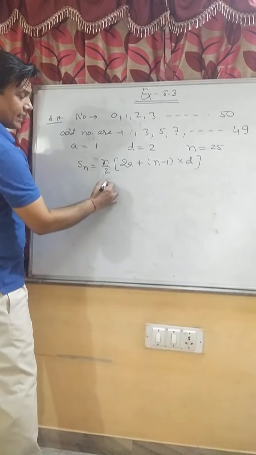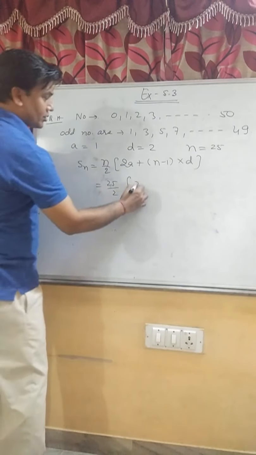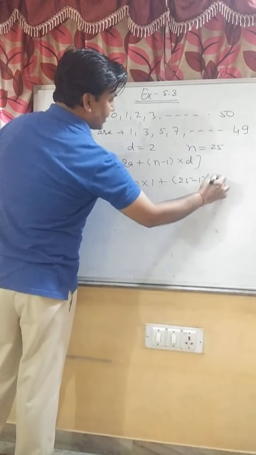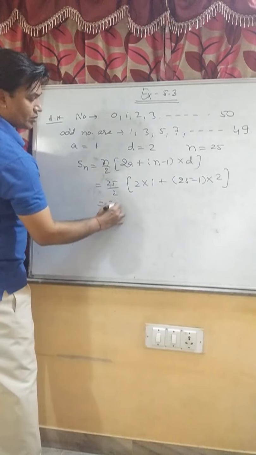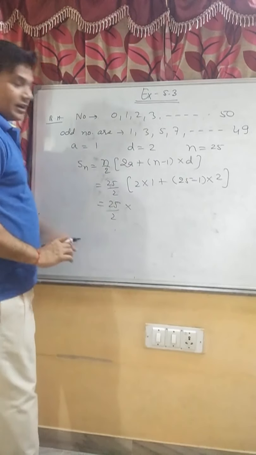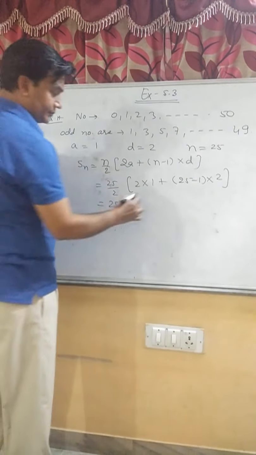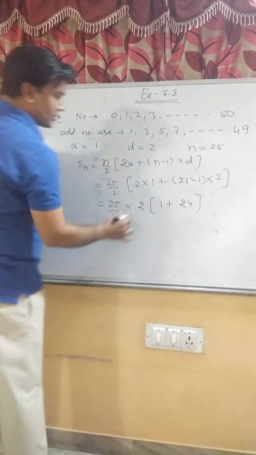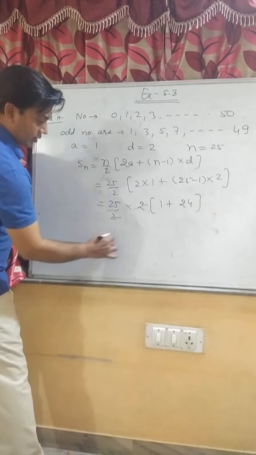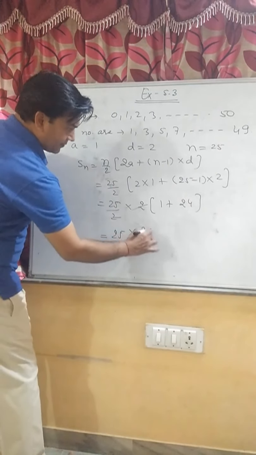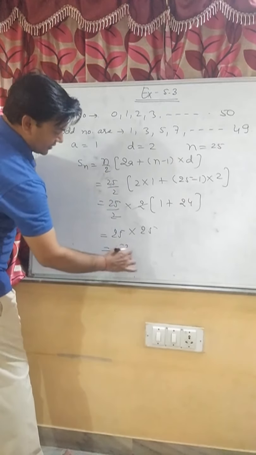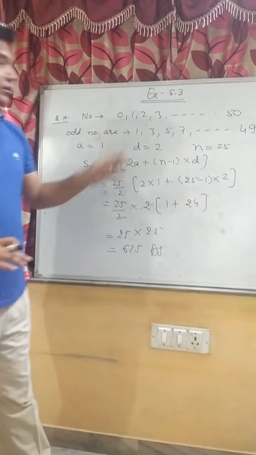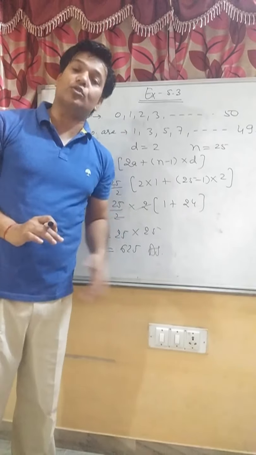Substitute the values: n is 25, so 25 by 2, into 1 plus 25 minus 1 into d. That is also 2. So 25 by 2 into, taking 2 as common, inside 1 plus 24. So 2 cancels with this 2. 25 into 25, 625 is the answer. So it is the sum of odd numbers lying between 0 to 50.